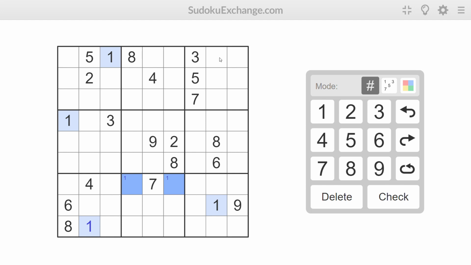Okay, now in this box we have a 1 in this column. This column can't contain a 1. This column can't contain a 1. And in this column we already have this one seeing this cell. So we're left with these two cells. Let's pencil mark two ones over here.